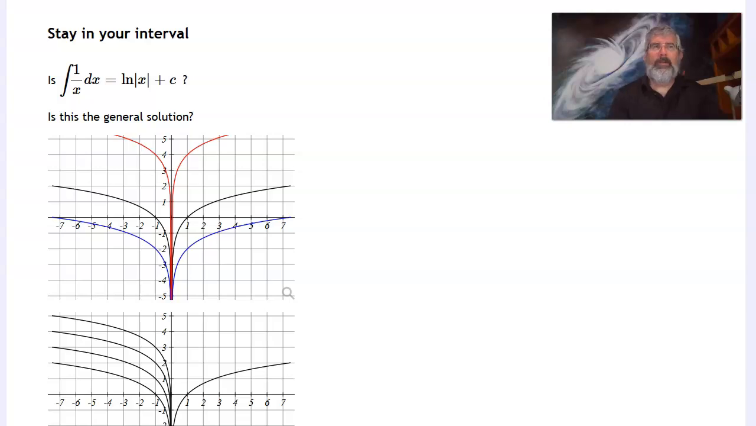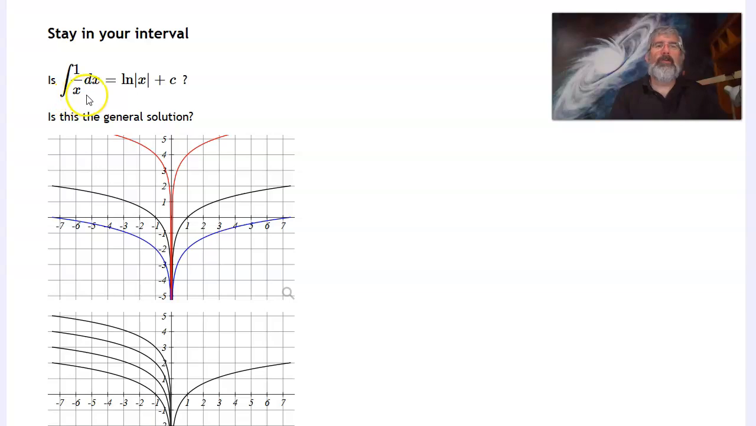In the existence and uniqueness theorem, they guarantee you a unique solution to a differential equation in a particular interval. In this video, I want to talk about why it's important to stay in that interval and what happens if you go outside the interval. So let's start just by this.